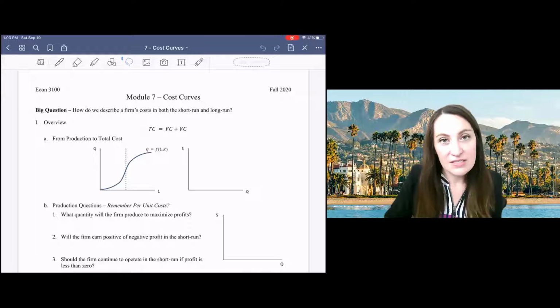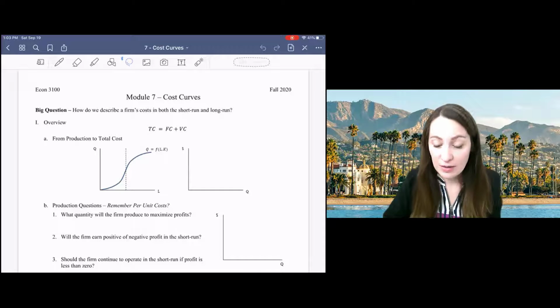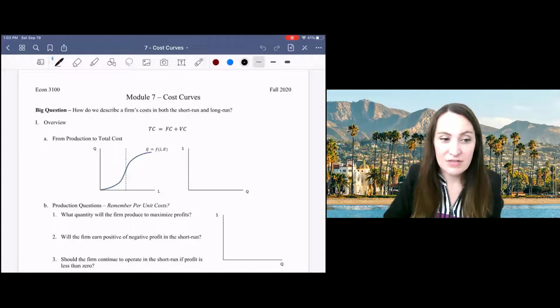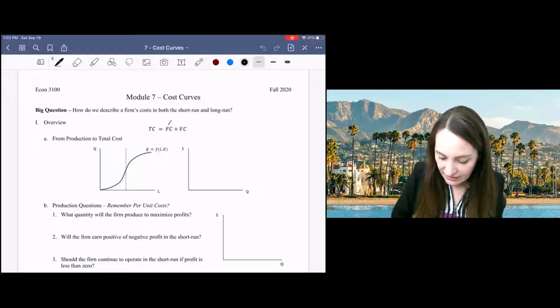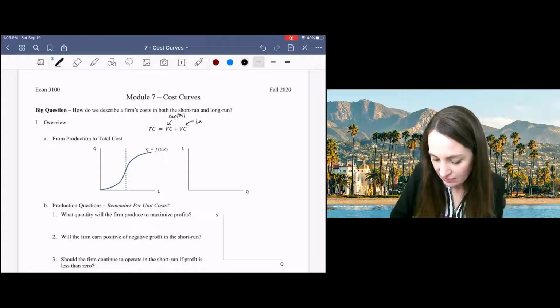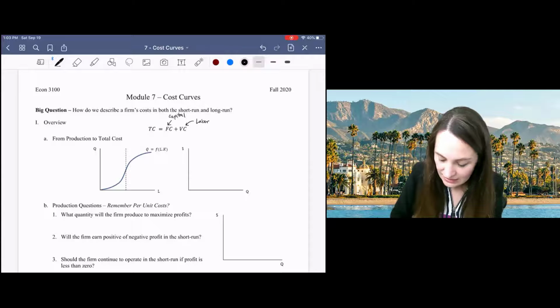So first is to think about total cost, the total cost of production, which of course is going to be equal to all of your fixed costs plus all of your variable costs. In the context of our production functions that we've just learned, we're going to think of our fixed costs as costs associated with capital and our variable costs as costs associated with labor, since we're assuming that capital is fixed in the short run.